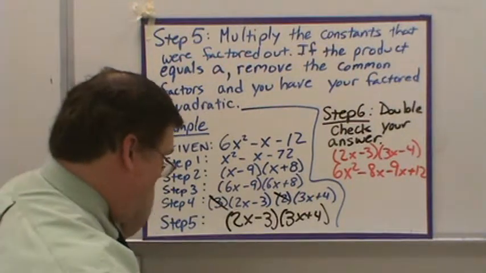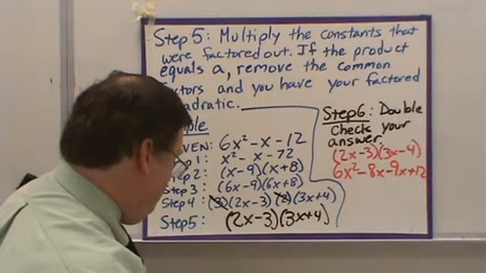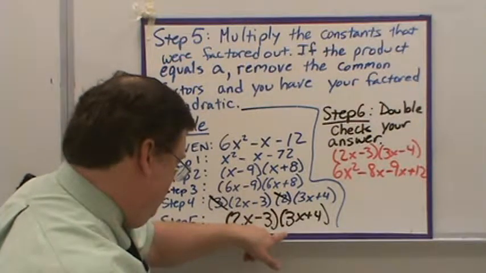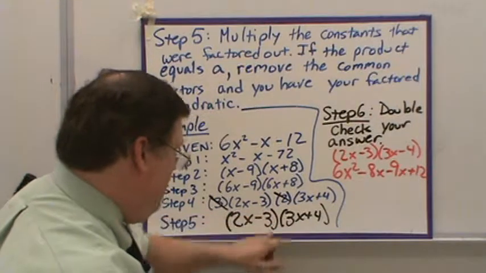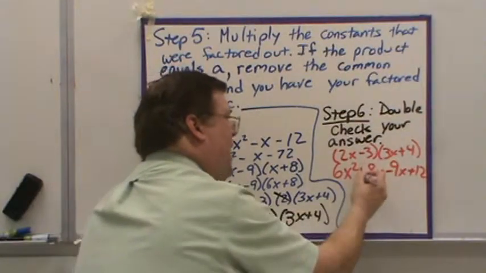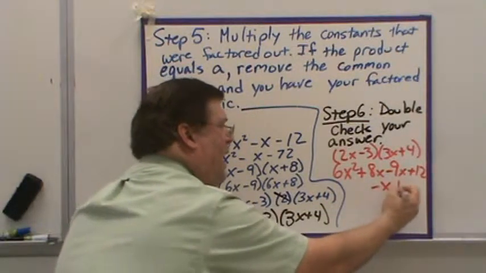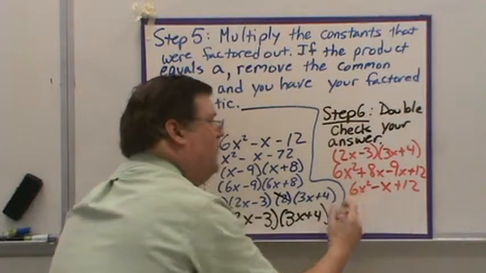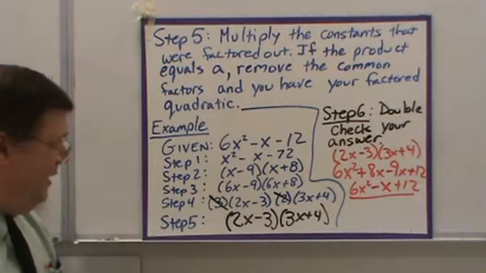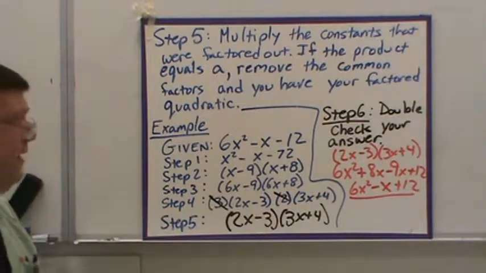And going back, where am I missing something here? I messed up somewhere here. I gotta stop. What did I do wrong? Oh. This is a positive 4. So 2x times positive 4 is a positive 8x. Sorry about that. 8x and negative 9x, when they combine, are going to give you negative x. So you end up back at the original given of 6x squared minus x minus 12. So this is the correct factoring of that trinomial.